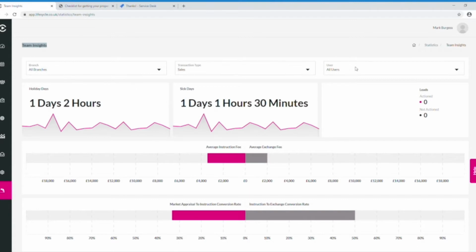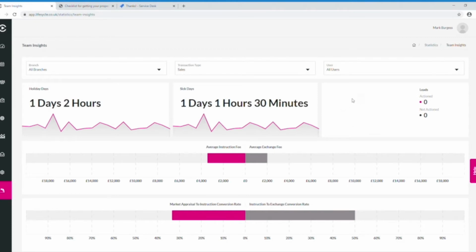At the top of the page, we've got a filter where we can look at this on a branch level, all branches or a singular branch, and transactional type, so is it sales or is it lettings? And are we looking at all users or a very specific user? Once we've selected that, we can see how many holiday days have been taken by either the branch or the specific user. We can look at how many sick days have been taken.